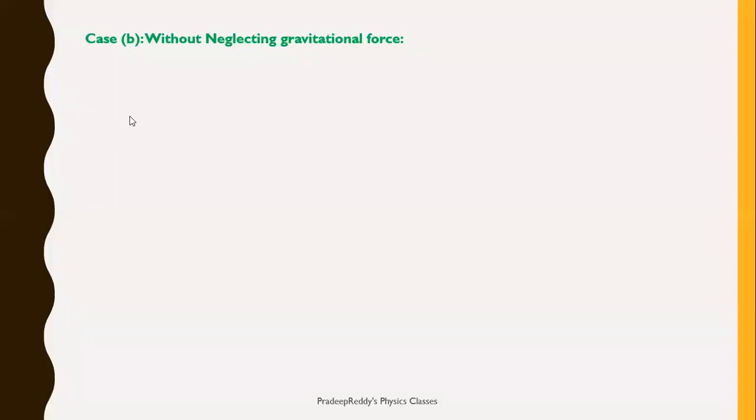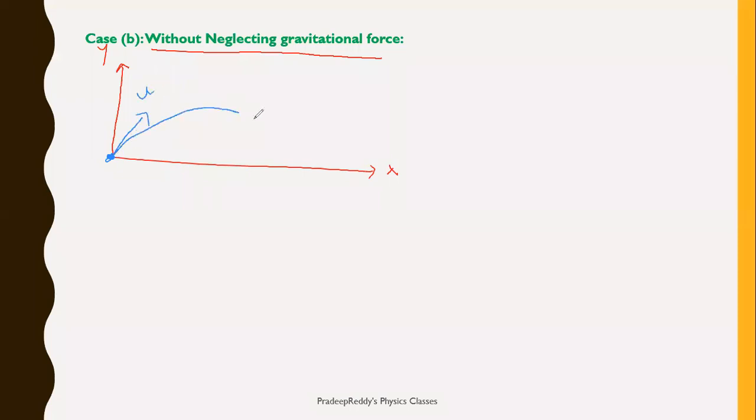Students, in the previous slide, we neglected gravitational force, but now we will not neglect it. Gravitational force is also present in this particular example. Now, let me take this as the x-axis and this as the y-axis, and you are projecting a particle. It takes only 5 minutes, students. Please wait with me. From here, the particle is projected with some initial velocity u. This will take a path like this.